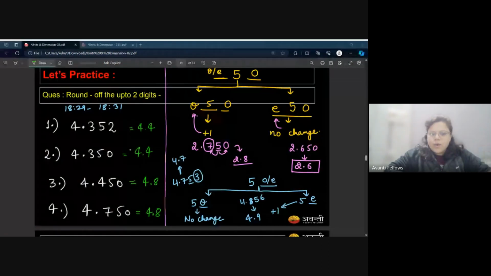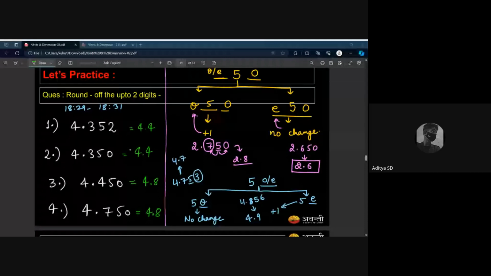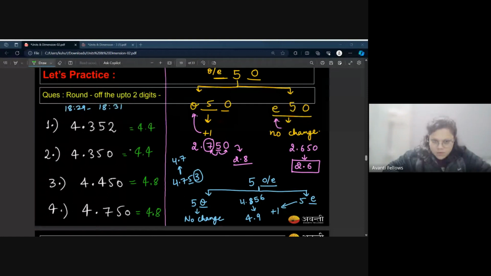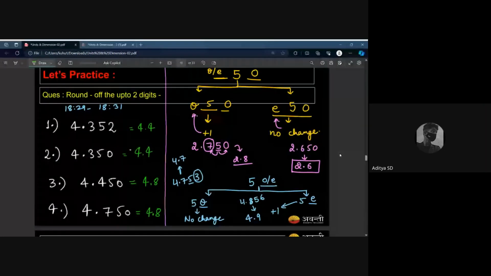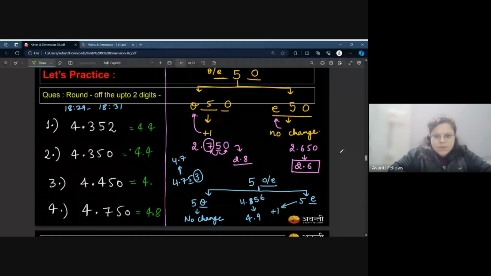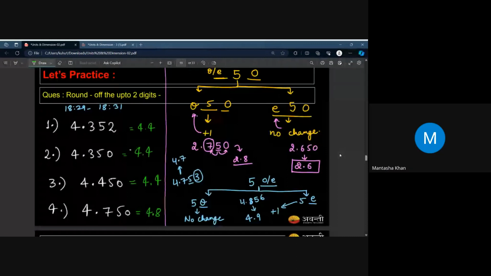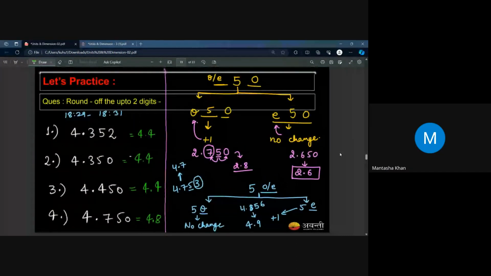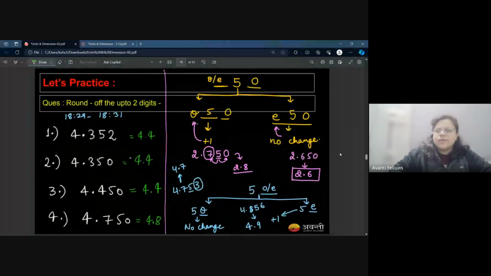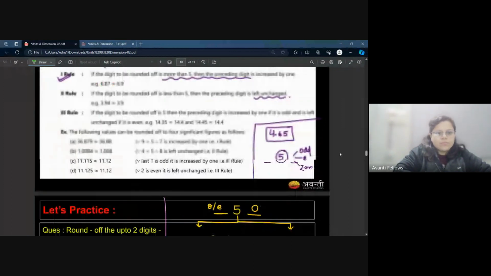Is everyone okay with this answer, or is there some change you want to make? Ma'am, is the third one a deviation? No, the third one is 4.4. Okay. And the fourth? Yes, correct, ma'am. She also told me 4.4, right? Yes. So it's okay. I guess the tricky part is only how to deal with the five thing. Otherwise, this is something we already know, right?